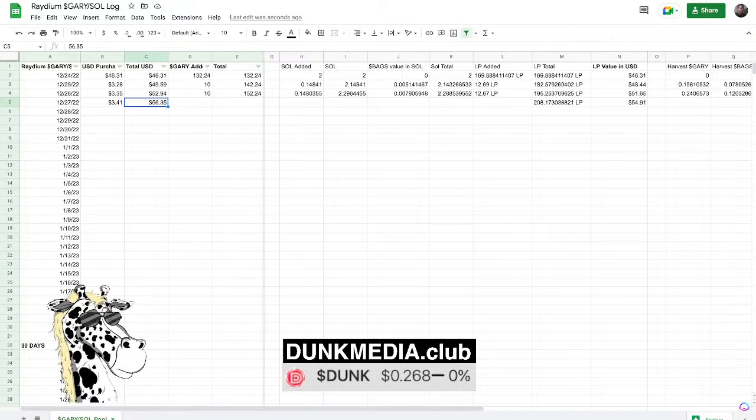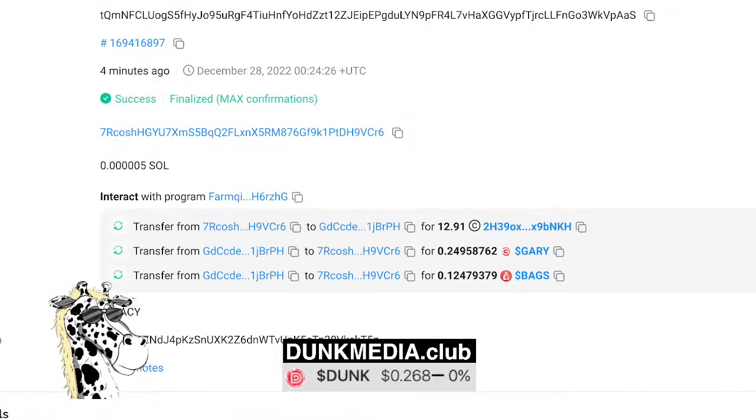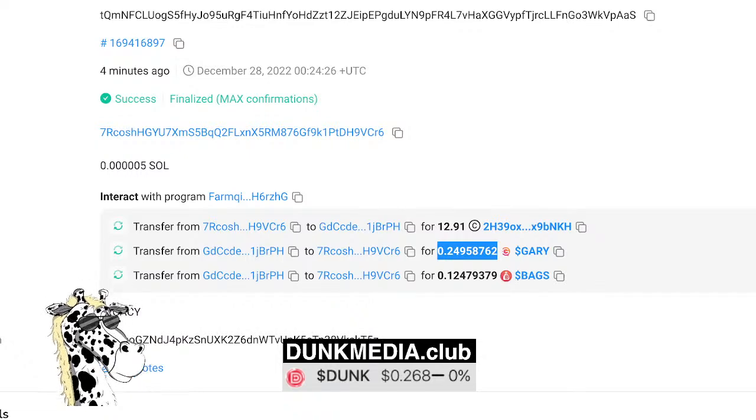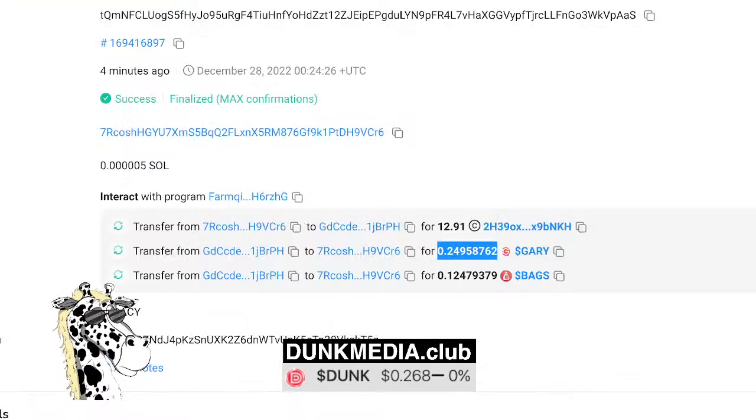So now I add 10 here. I know this is 162.24, not 34. And then I can go to this page where I copied the Gary. Gary added. I've actually already copied that. So the SOL added that I did, I can say how much SOL I added.